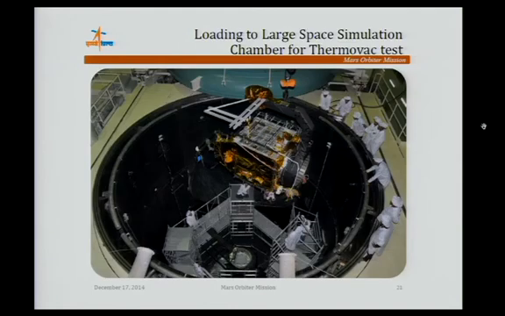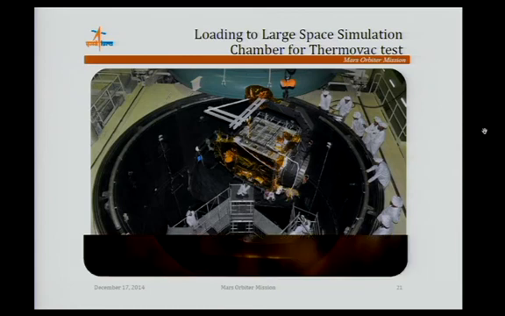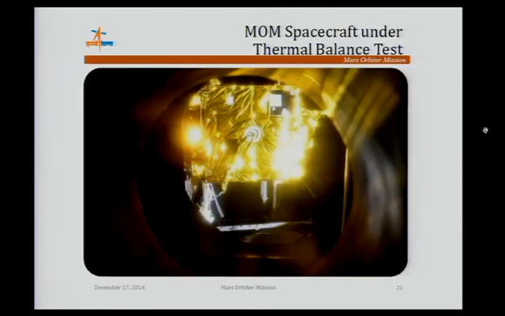This shows the large space simulation chamber where the thermal test was conducted. Next. This is the thermal balance test, where we illuminate the spacecraft to the required condition at different phases of the mission, evaluate the thermal gradients and thermal responses, and compare them with the expected or predicted temperatures, subsystem by subsystem. Successfully it was validated, and the model was quite accurate throughout the mission. Next.